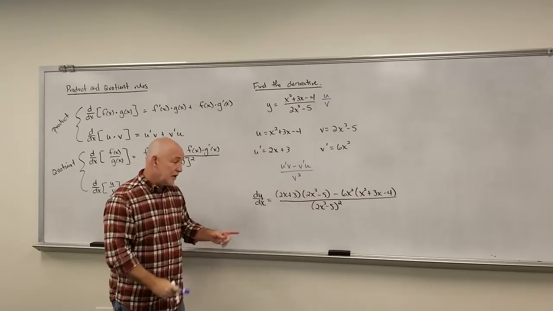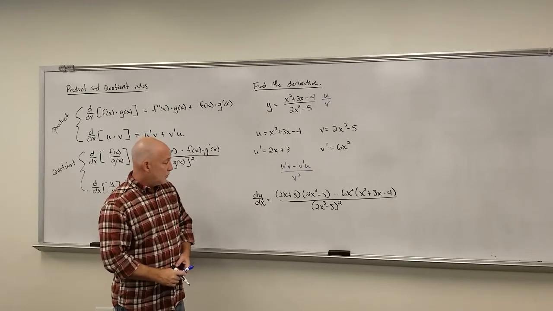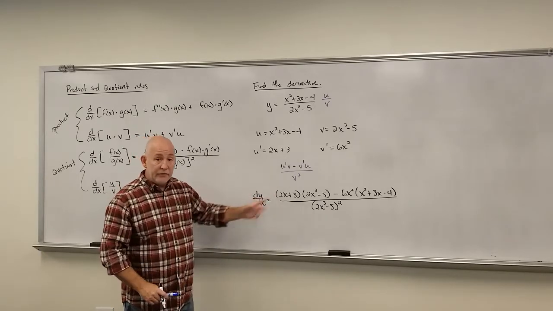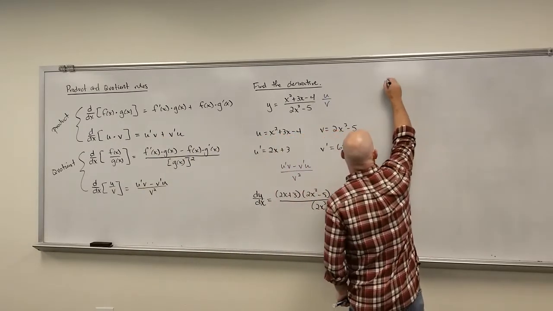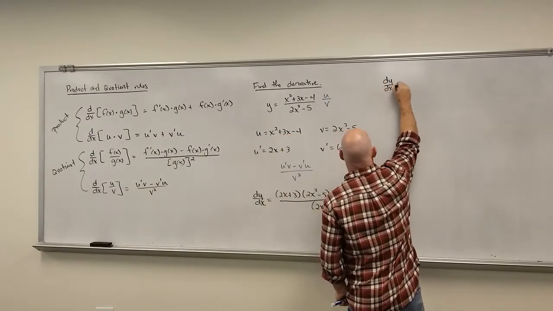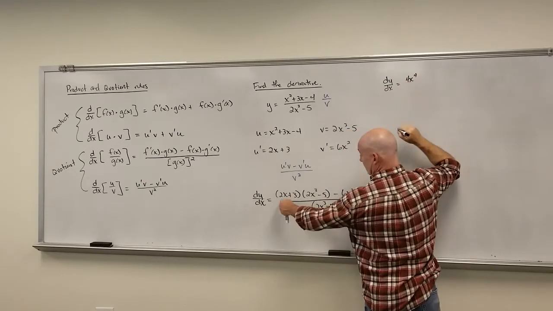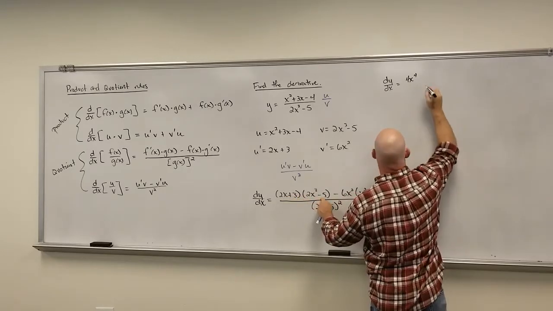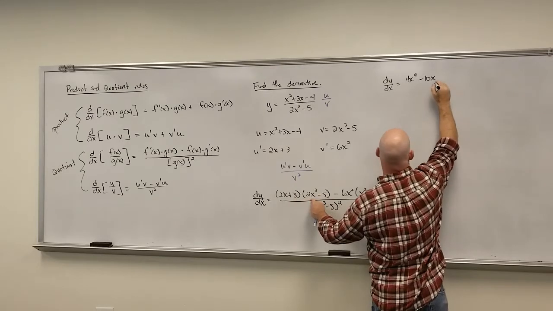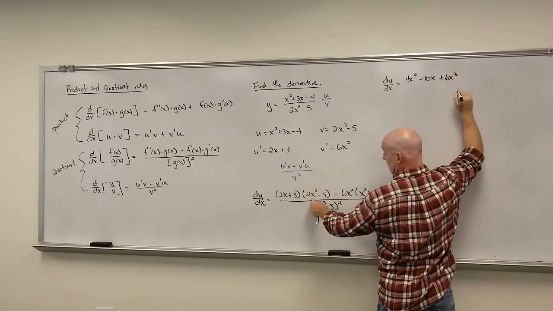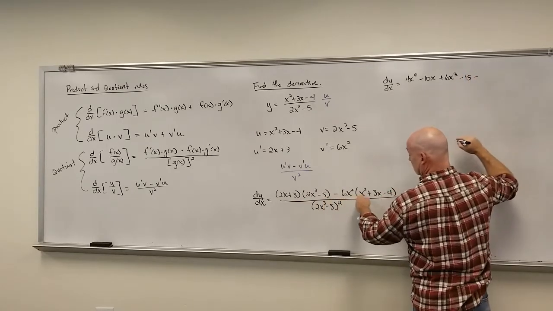Okay, so this is the stage that you should have gotten to. So if you made it here, great job. I'm going to keep going. I'm going to go ahead and distribute everything out on the top and see if I can combine some like terms. So dy dx, or y prime, whichever notation that you use, when I distribute on the top, that gives me 4x to the fourth. Times that, 2x times negative 5 is negative 10x. 3 times this gives me 6x cubed. And then negative 15. Minus, we're going to take this 6x squared and distribute.